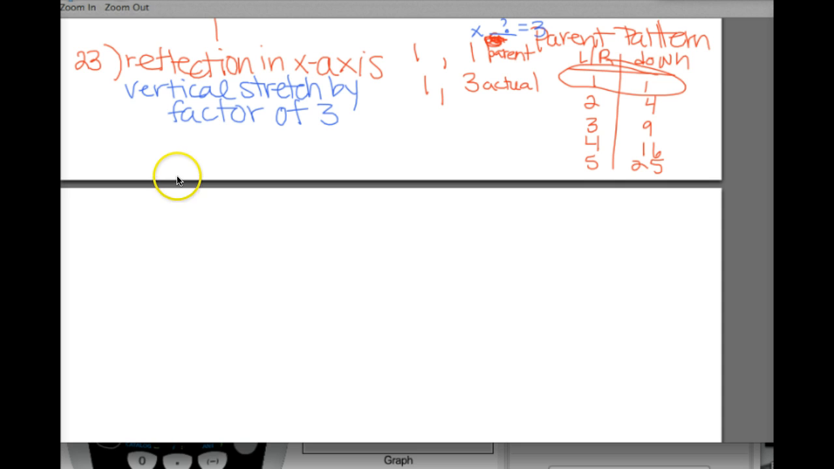So now I need to write its equation. Remember, our equation is in the general form a times b times x minus h, squared, plus k. Reflection controls my a value. It controls that it's negative. Vertical stretch is also controlled by a. So that means a is going to be negative and it's going to be 3. So I write my function. In this case, let's see.